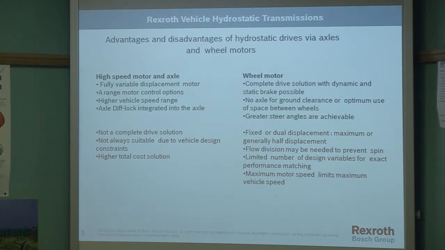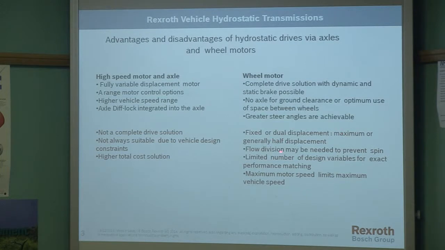The disadvantages of wheel motors are they're either fixed or dual displacement. You can't have variable displacement wheel motors, so it's fixed or dual displacement. So it's one displacement or the other, switching quite quickly between the two, generally maximum and perhaps half displacement. If you use these on vehicles, you may need to include some sort of flow division to prevent wheel spin.